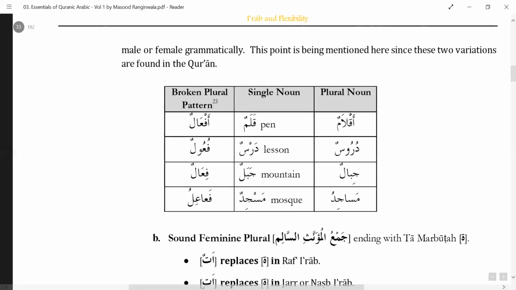Here are a couple of examples. You have qalamun, which means pen. The plural is aqlamun. The pattern is af'alun: you put the root word of fa'ala, which means to do, in it. Whenever you say pattern, the alphabets and the harakat all remain the same. The only thing is you replace them with the root letters, which are qaf, lam, mim here, for qalam. So in the af'alun pattern, you replace and you get aqlamun.